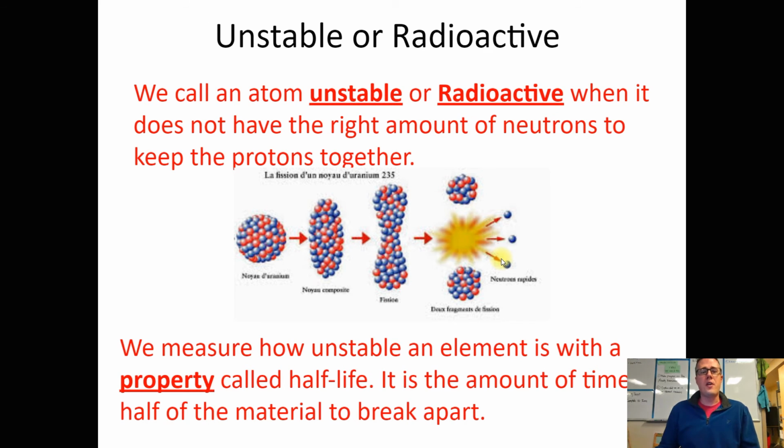So we have words to talk about this element ripping apart business. We call an element or an atom unstable or radioactive when it doesn't have the right ratio, when the two things aren't keeping the atom together, when it rips apart. And we measure how unstable something is, because some elements are unstable, but they're able to hold it together for a little while. Other ones just rip apart right away. We measure how unstable they are with something called half-life. And it's the amount of time for half of that material to rip up and break apart.